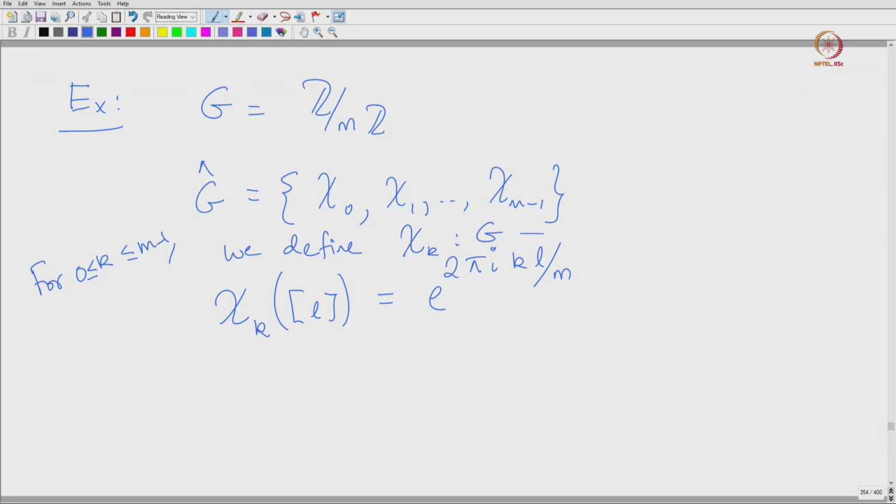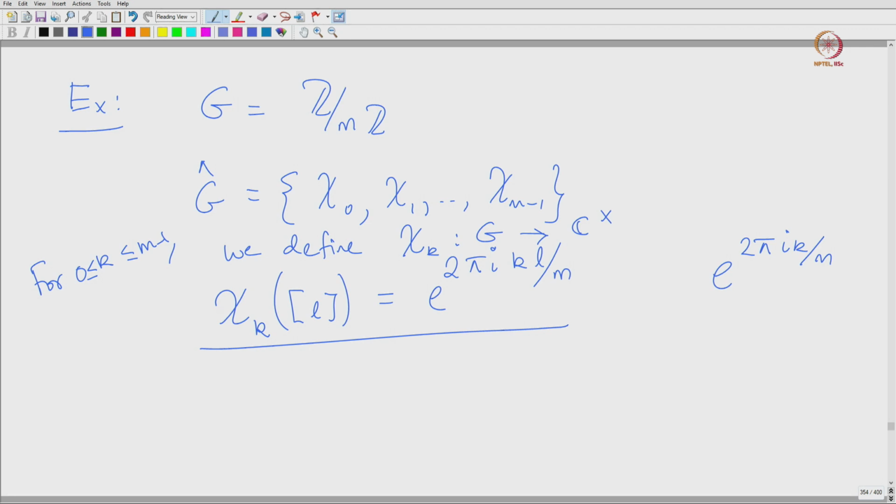Which is a map from G to C cross. What we do is pick the mth root of unity, which is 2 pi i k divided by m. So, this is the mth root of unity that we are choosing for each k. Then you define this chi k evaluated on the class L to be this function, and it is not difficult to see this is indeed a group homomorphism from G to C cross.